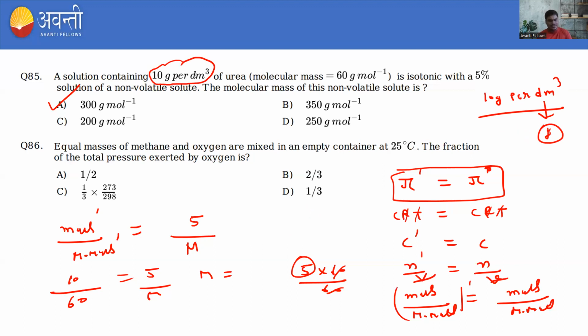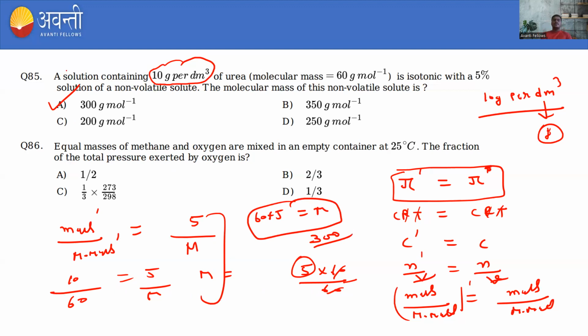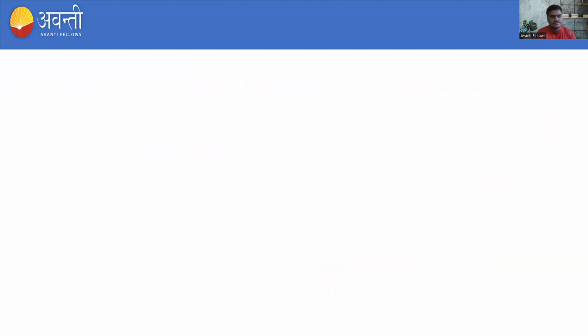So the final answer comes out to be 60 into 5, right? That is 60 into 5, and this is M. So this will be 60 into 5 and this is 6. Oh, something we did wrong. Yeah, so this will come out to be 60 into 5 and this will cancel. So the molecular mass comes out to be 300. Okay, so 300 will be the molecular mass.